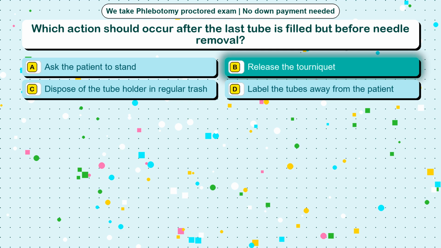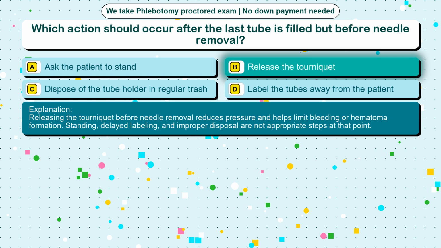The correct answer is option B. Release the tourniquet. Releasing the tourniquet before needle removal reduces pressure and helps limit bleeding or hematoma formation. Standing, delayed labeling, and improper disposal are not appropriate steps at that point.